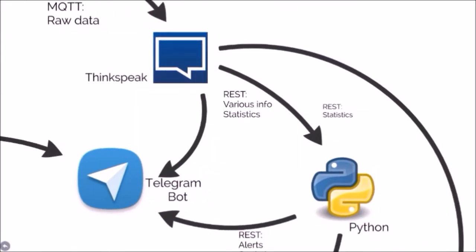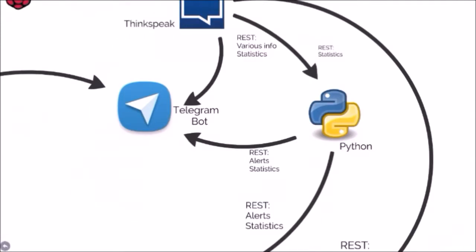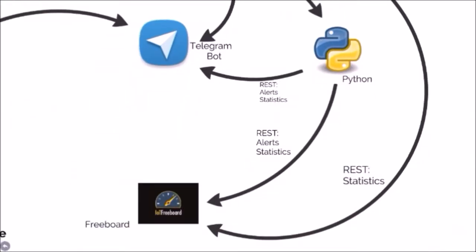ThingSpeak also sends data to a Python file we created for further analysis. Eventually, the raw data and the elaborated data are all plotted in Freeboard to see the overall journey. If something goes wrong during the travel, we can set an alarm and display it using the Telegram bot.